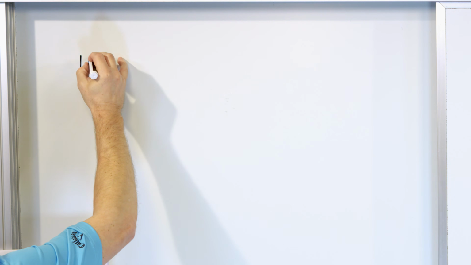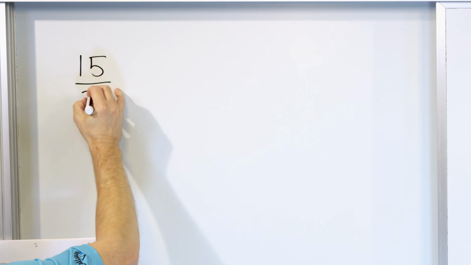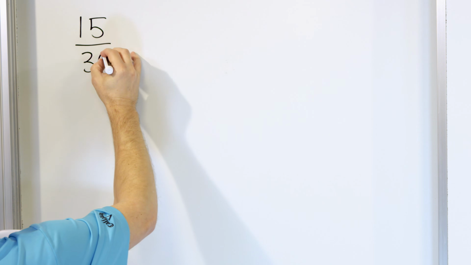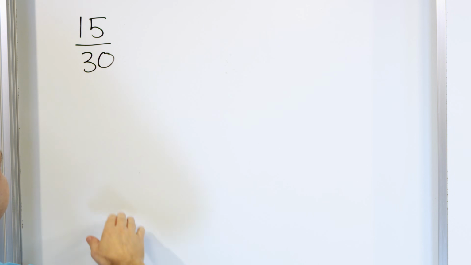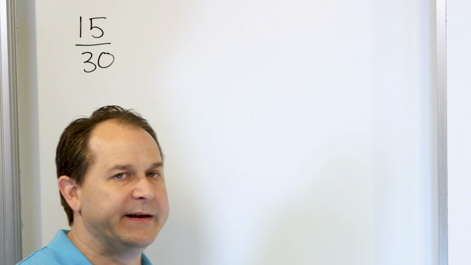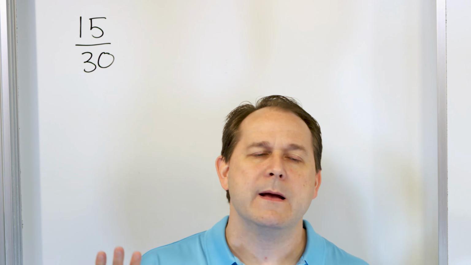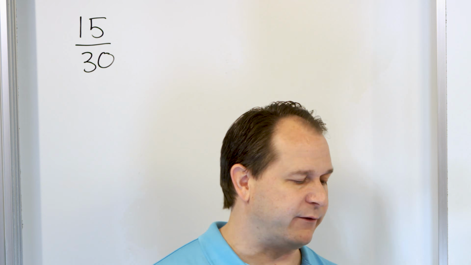Let's say I give you the fraction 15/30. What does this mean? It means if I take a pizza and cut it into 30 pieces, that's a lot of tiny pieces, right? And I take 15 of those pieces, that is the fraction that I have. We want to simplify that amount of pizza to a simpler form, but it's going to represent the same amount of pizza as what we have here.